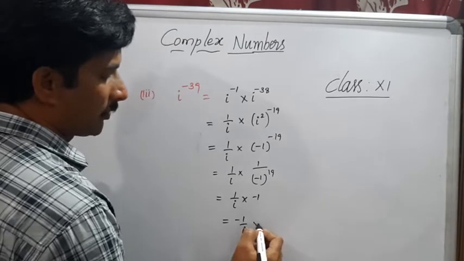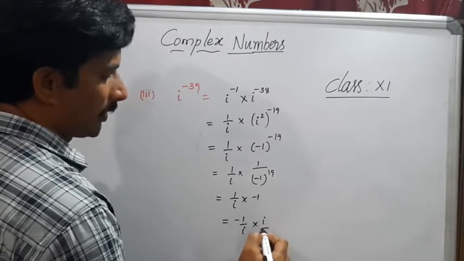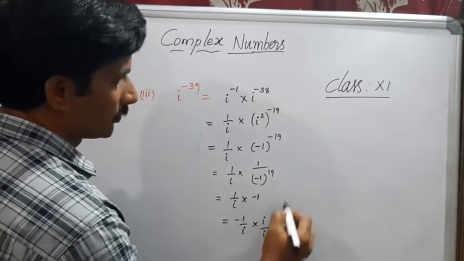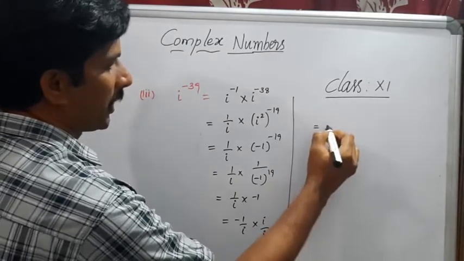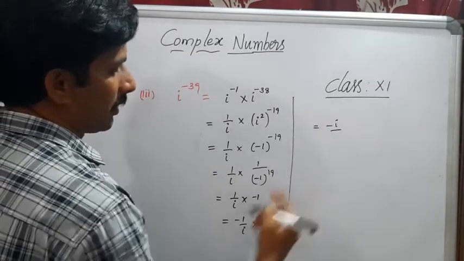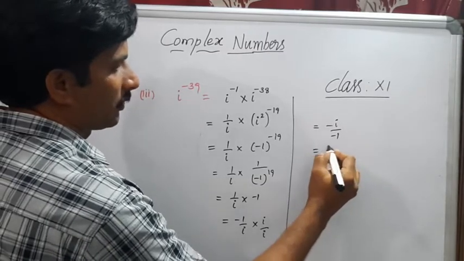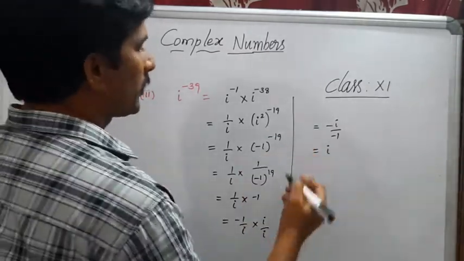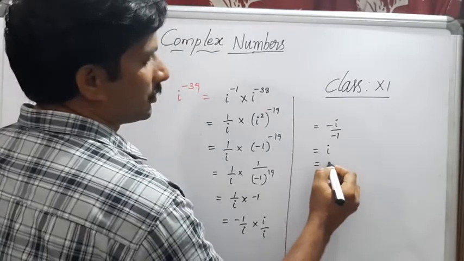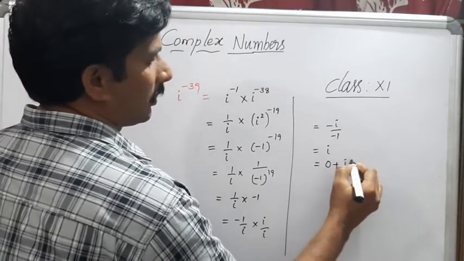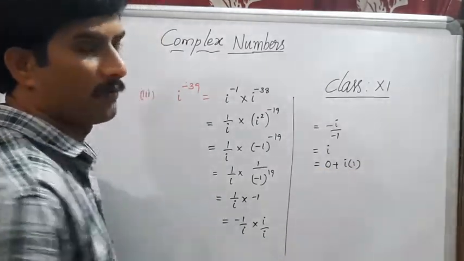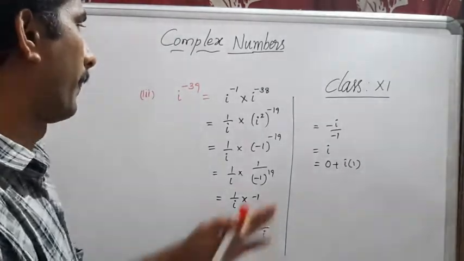Now multiply with i and divide with i, which is equal to minus i by i into i square. i square means minus 1. That is equal to i. This i can be written as 0 plus i into 1, which is in the form a plus ib.